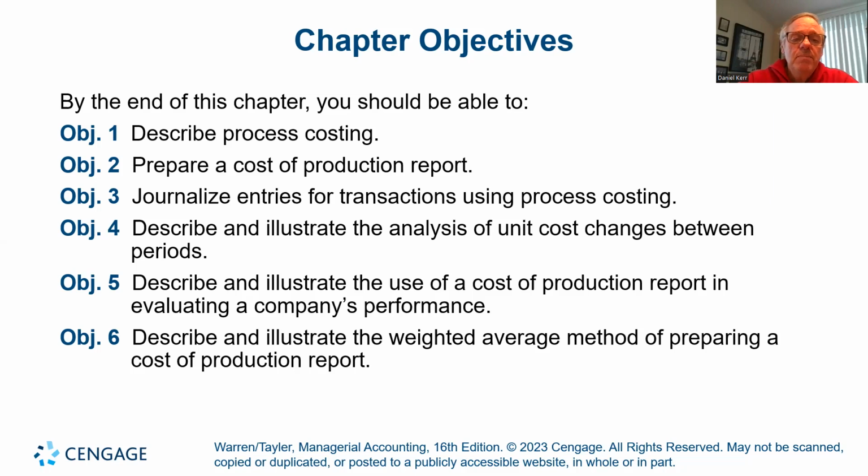We're going to skip objective 6. I hope you don't feel cheated, but we're not going to go through the weighted average method of preparing a cost of production report. So objective 6, which is in the appendix, you can consider your appendix having been removed. So these little mini lectures I'm going to do as a result of the snowstorm, I'm going to take you through objective 1 and objective 2.